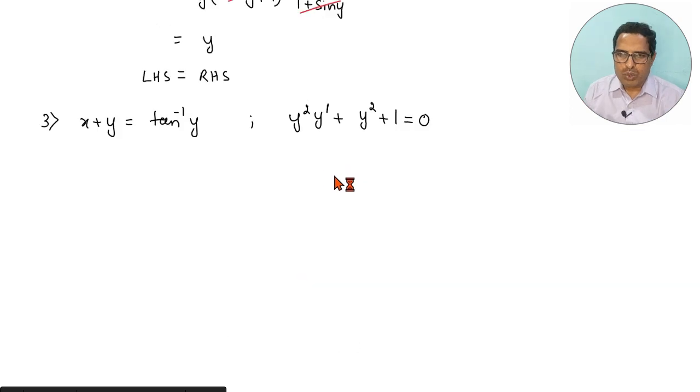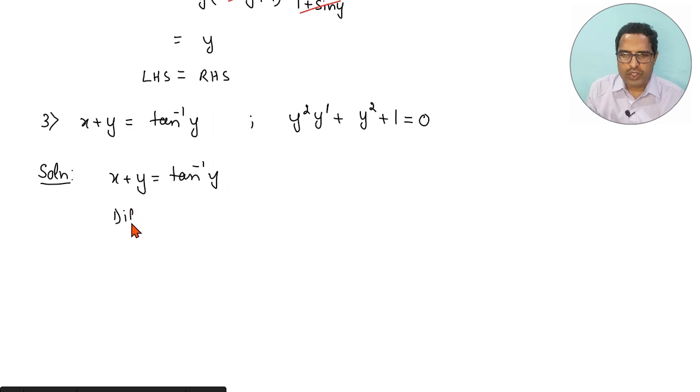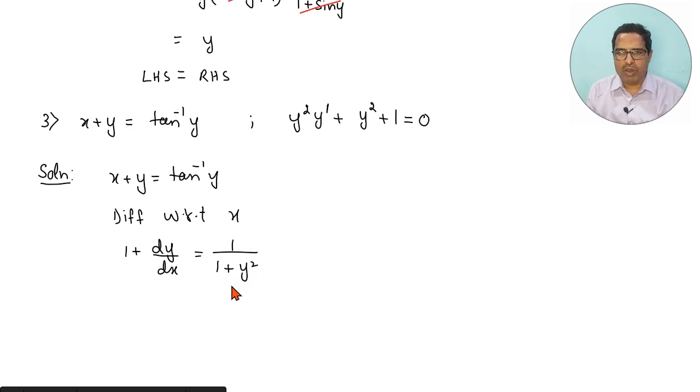That's the required solution. So the next question is x plus y is equal to tan inverse of y, and the given differential equation is y square y dash plus y square plus 1 is equal to 0. So given the function x plus y equals tan inverse of y, let us differentiate this with respect to x. Differentiation of x will be 1 and differentiation of y with respect to x will be dy by dx, equal to differentiation of tan inverse of y, which is 1 by 1 plus y square into dy by dx.